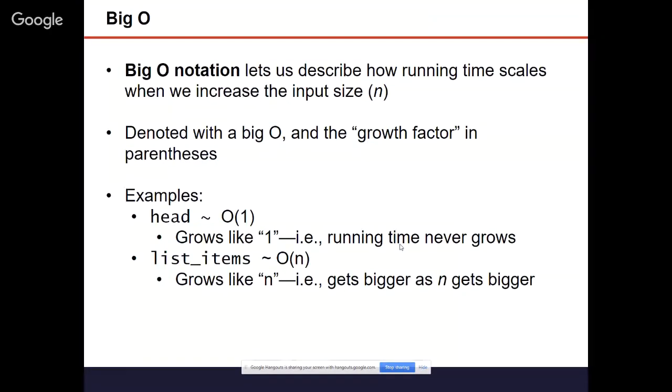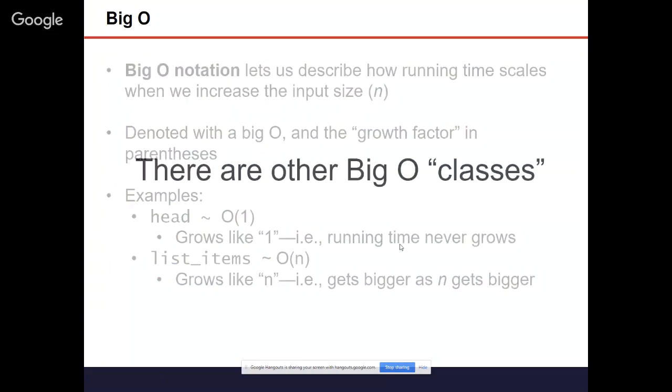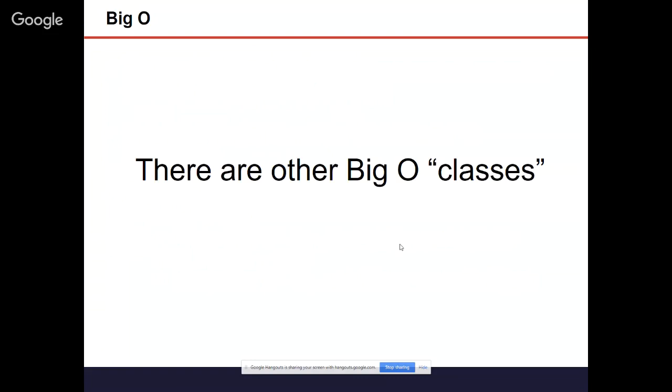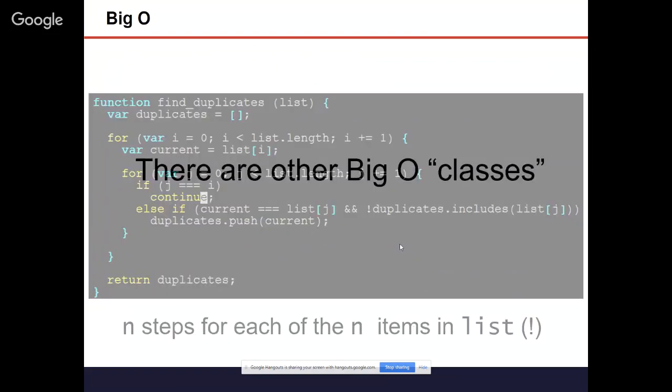So big O notation is denoted with a big O, hence the name big O notation. And the growth factor is in parentheses. For example, if it grows like 1, in other words, it's always going to be the same, then it's O(1). If it grows like n, like we're looping over an array, then it's going to be O(n), because the complexity is going to grow with the number of items in the array. Make sense? There are other classes in addition to this, like we can get into doing the exponents.